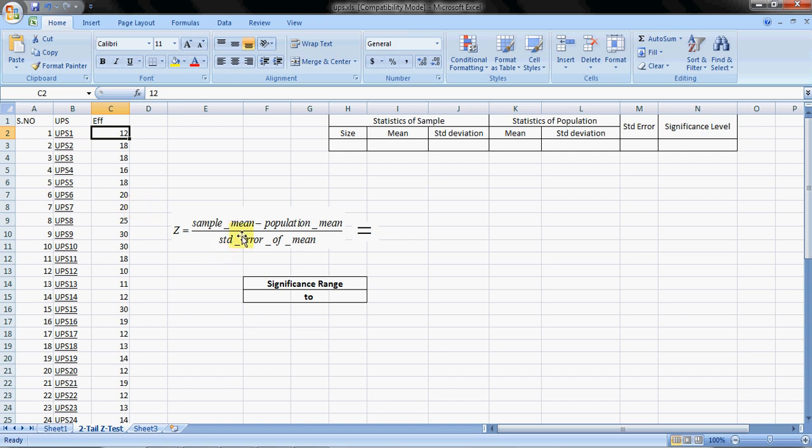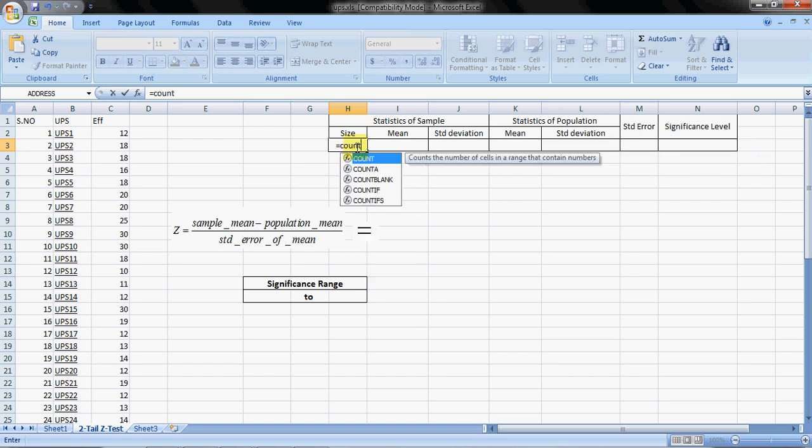So to perform a z-test, you need the following statistics. I have divided these statistics into two different parts: the statistics of the sample and the statistics of the population. To compute the statistics of the sample, we need the sample size. To compute this sample size, you can simply use a formula, that is COUNT.